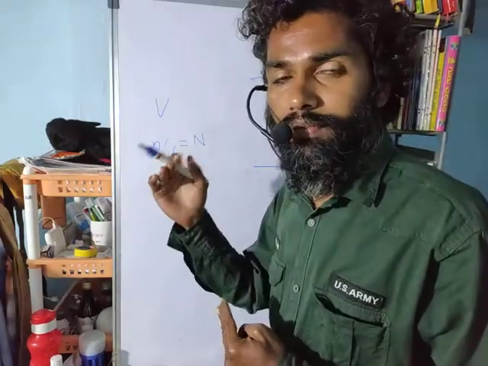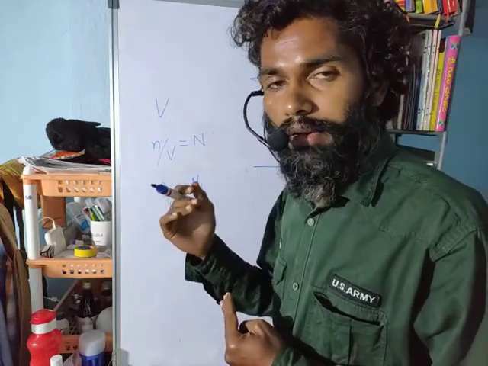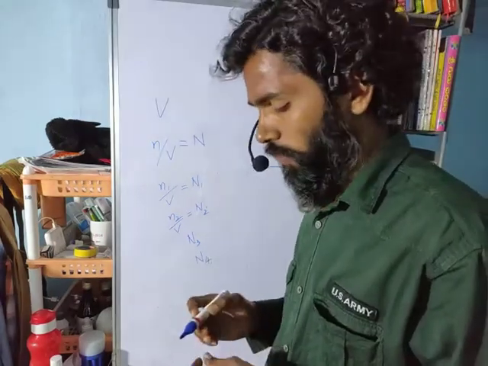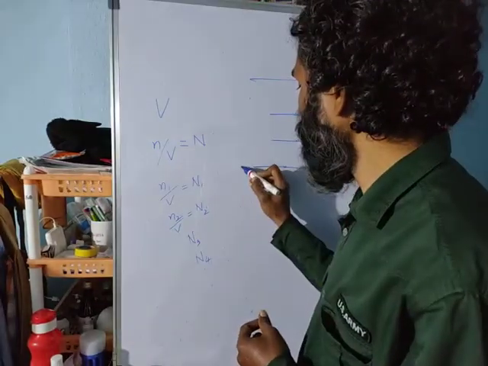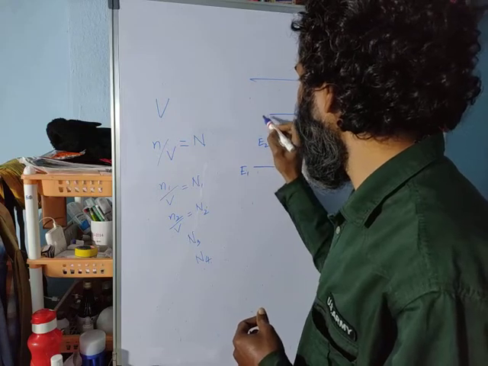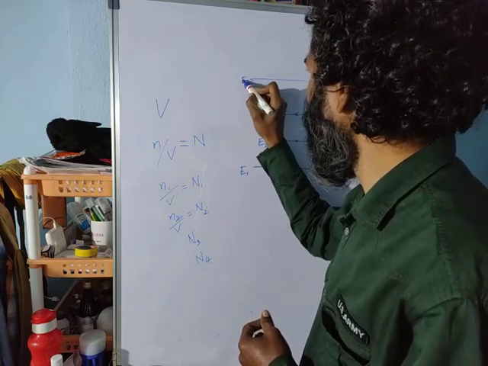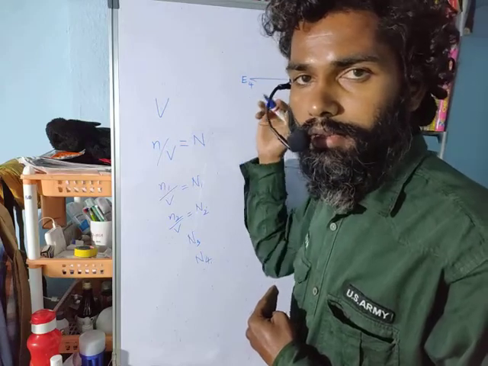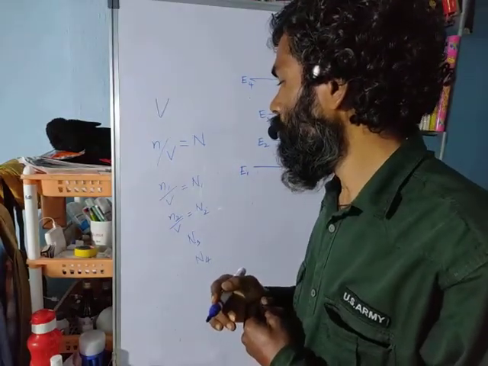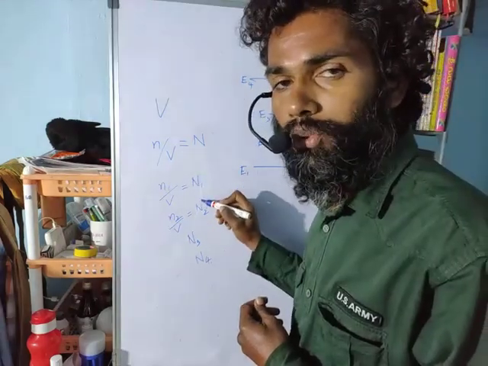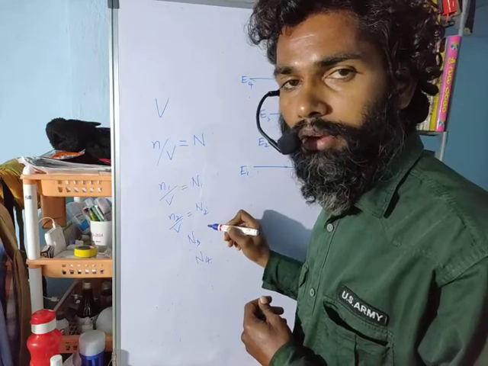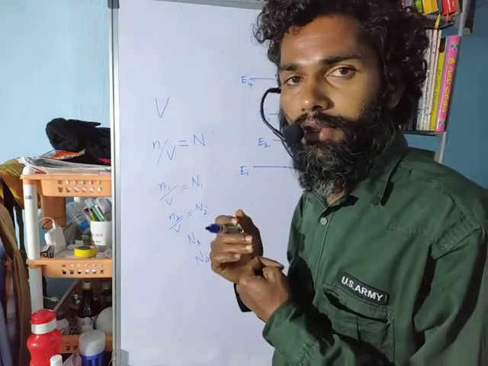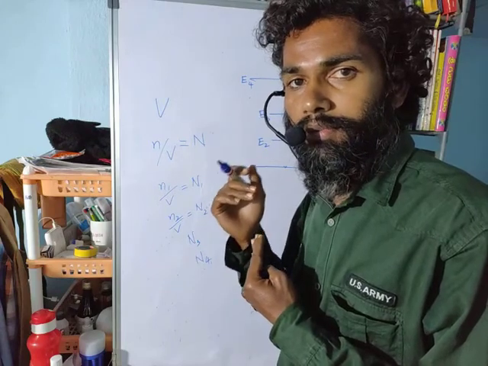And similarly, for the top level, we can also define N4 as the population of level number 4. If we define the energies of these levels as E1, E2, E3 and E4, and take the convention that E1 is less than E2, which is less than E3, which is less than E4, then by Boltzmann's distribution we will see N1 is more than N2, which is more than N3, which is more than N4.